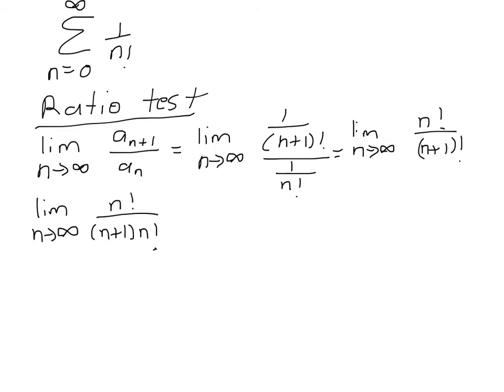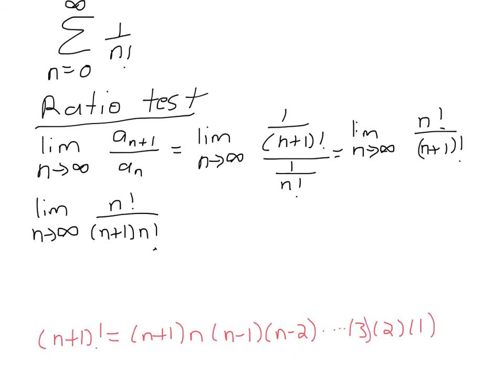Because n plus 1 factorial, I'll just write it out down here at the bottom, is n plus 1 times n times n minus 1 times n minus 2 times dot dot dot times 3 times 2 times 1. That's what n plus 1 factorial is. But when you look at n times n minus 1 times n minus 2 all the way down to 3 times 2 times 1, that is just n factorial.